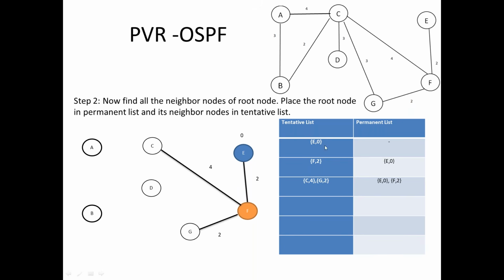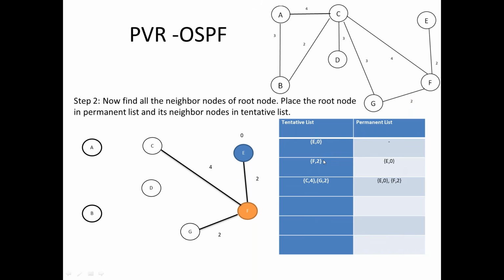Okay, so E of 0 and the permanent list will be empty, which is the first step. In the second step, we will be adding the neighbor of E, that is, E is connected only with F. So this will be added in the tentative list and then the root node is moved to the permanent list. That means if you add the neighbor of a particular node, that is E, for E, F is the neighbor, then you can place the root node in the permanent list.